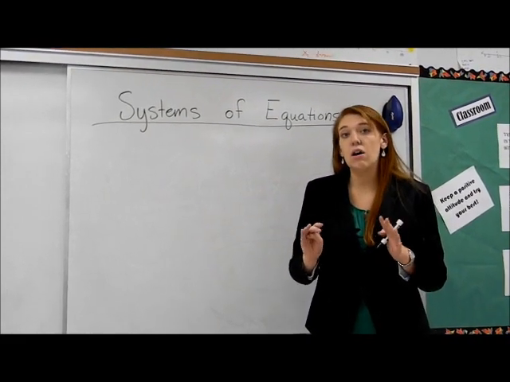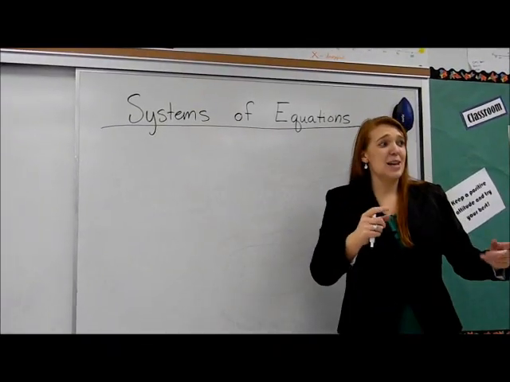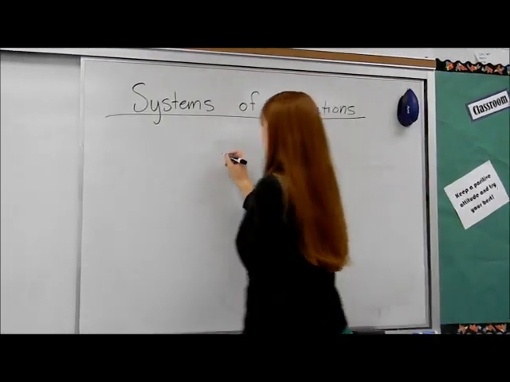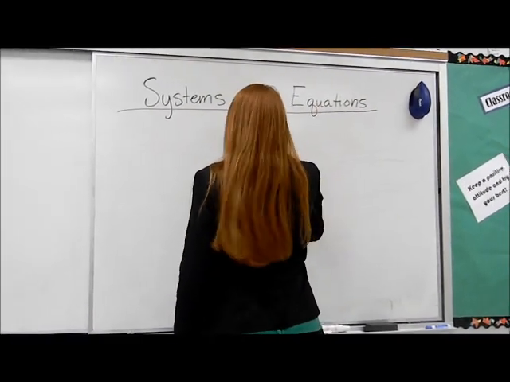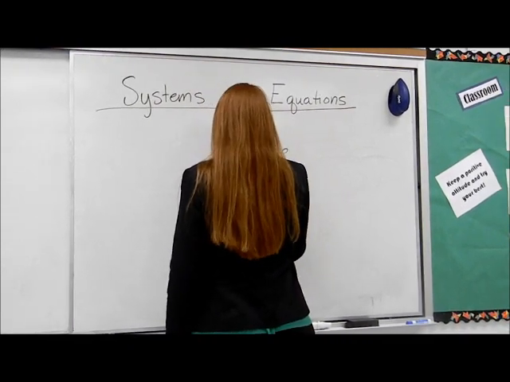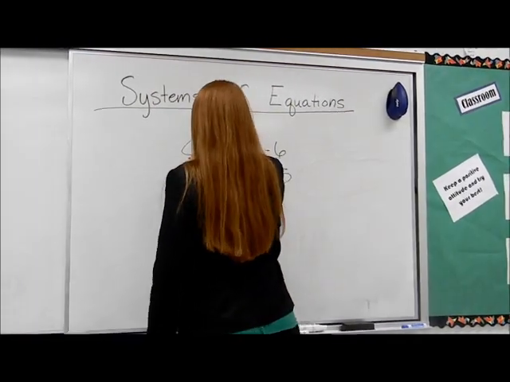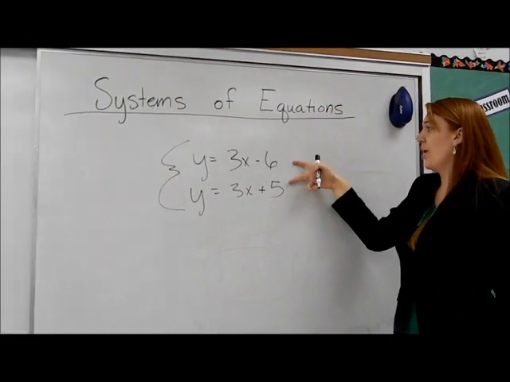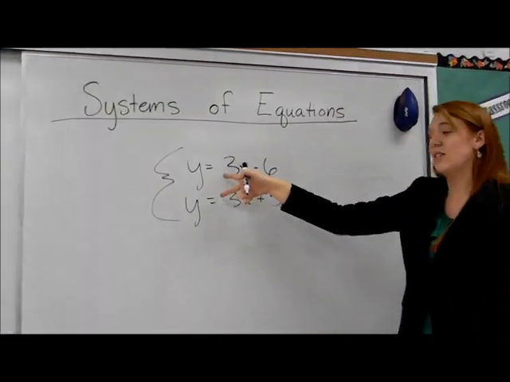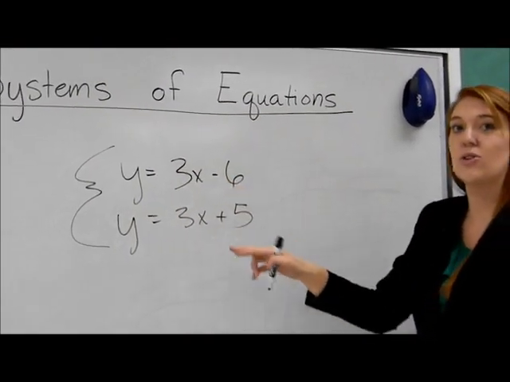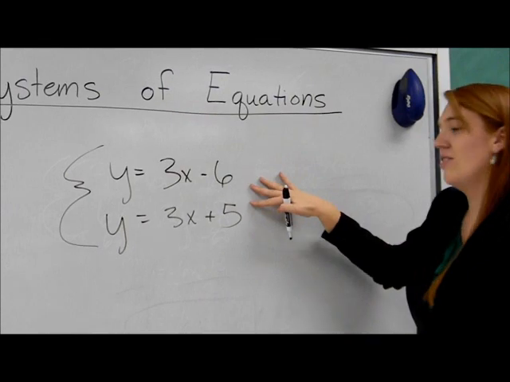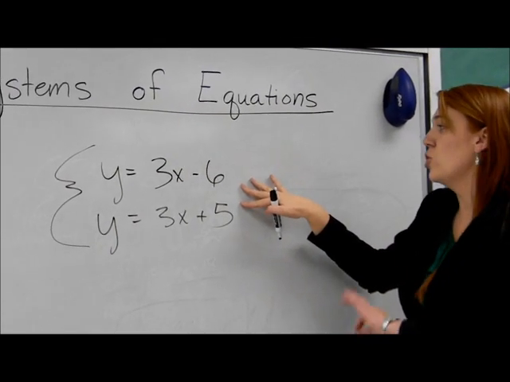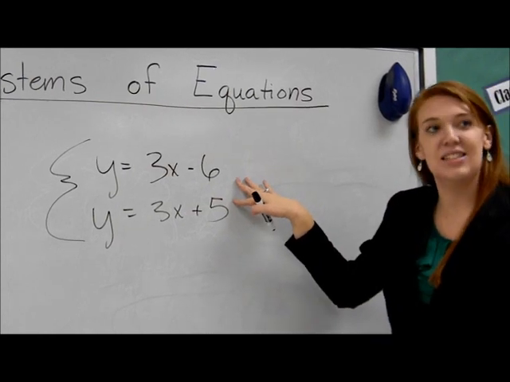What would these lines be called? Weren't they like parallel or something weird like that? Excellent! Parallel lines! Let's look at a system. These two equations are parallel lines because they have the same slope, but they have different y-intercepts, so they're never going to cross. So for this type of system, there is no solution at all, and it's called inconsistent.